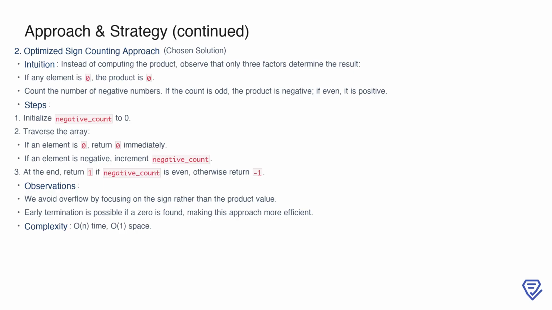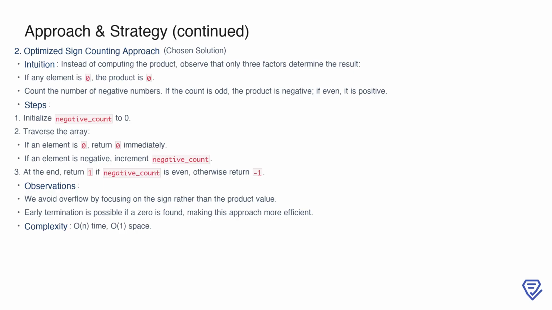To implement this, we initialize a counter neg_count to 0. As we traverse the array, we return 0 immediately if we encounter a 0. For negative elements, we increment the counter. Finally, we check if neg_count is even or odd and return 1 or -1 accordingly.